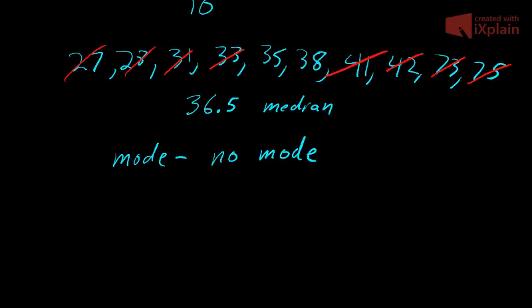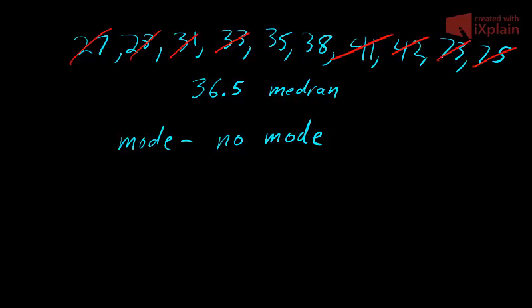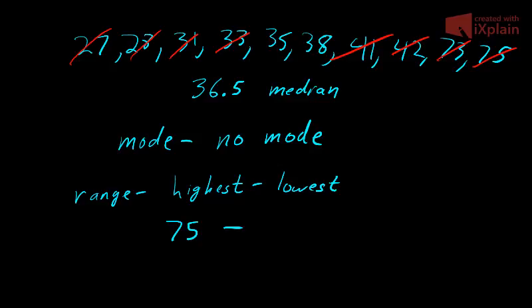And other than that, all we have to find is the range. So if we remember, our range is going to be the highest minus the lowest. And when we ordered them for median, we found the highest and the lowest. Our highest was 75, and our lowest was 27. And 75 minus 27 should be 48 range.